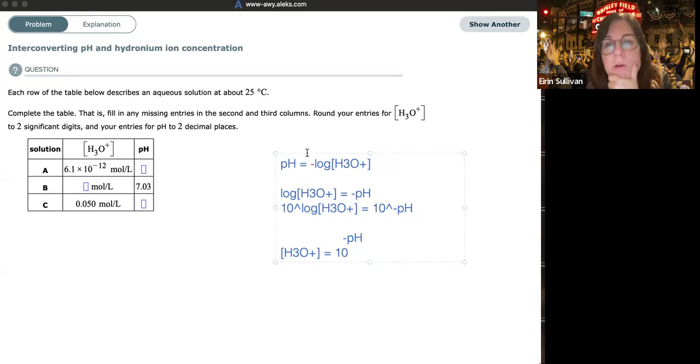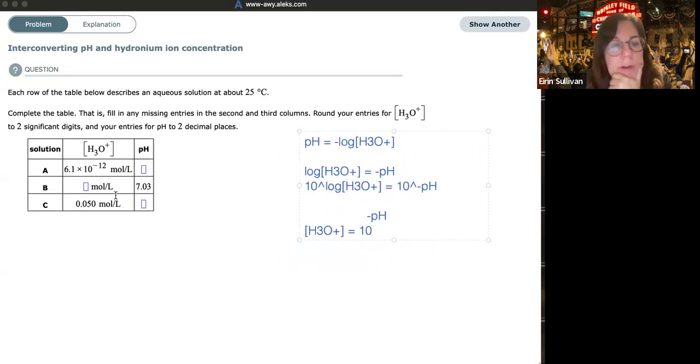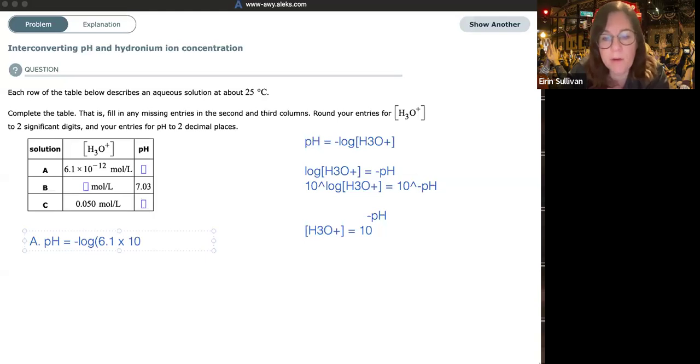So, okay then, what have I got? I've got the concentration of hydronium, and I need to calculate the pH. So for solution A, what I need to do is pH equals minus log of the concentration of hydronium, which I was given as 6.1 times 10 to the power of minus 12 moles per litre.